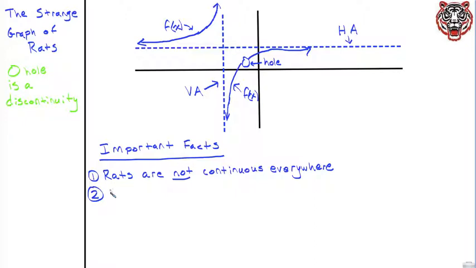So rats can have holes. They don't necessarily need to have them. Can have holes. And in green here, I'm going to talk about the calculus term that you guys should start getting accustomed to. These are called removable discontinuities.